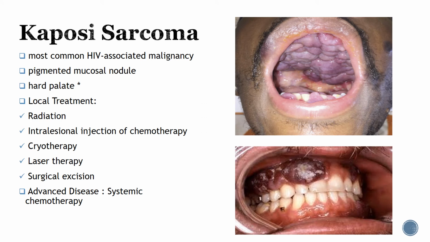Kaposi sarcoma is the most common HIV-associated malignancy. The head and neck is the site for two-thirds of all presentations and may present as a pigmented mucosal nodule, most commonly seen on the hard palate. Local therapies include radiation, intralesional injection of chemotherapy, cryotherapy, laser therapy, and surgical excision. Systemic chemotherapy is reserved for advanced disease.